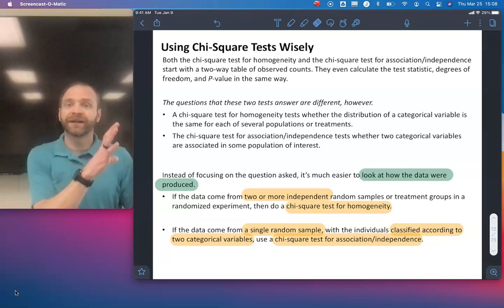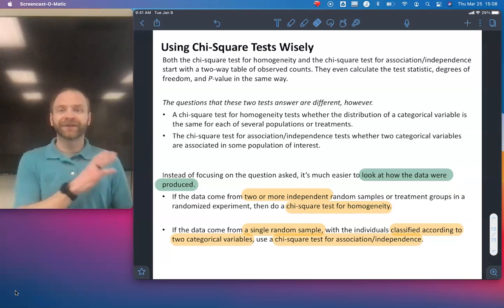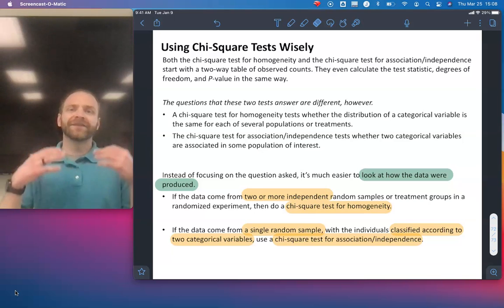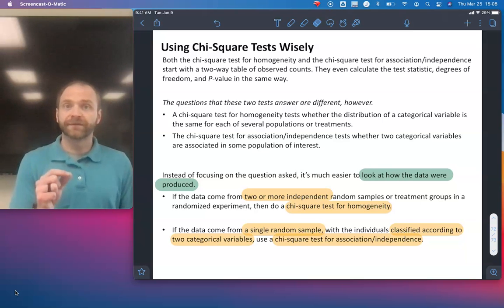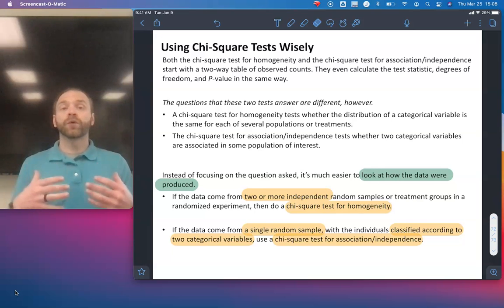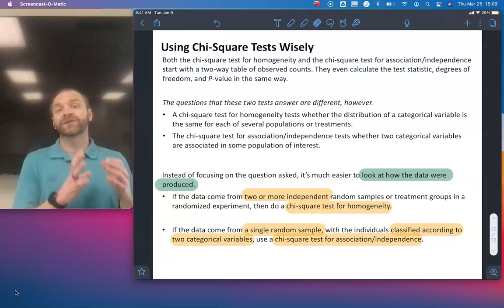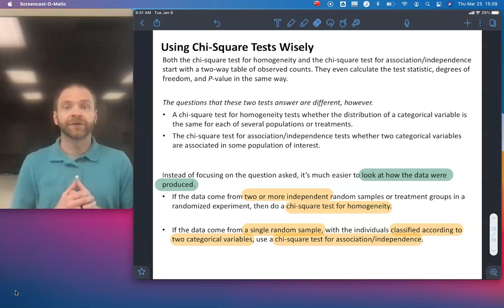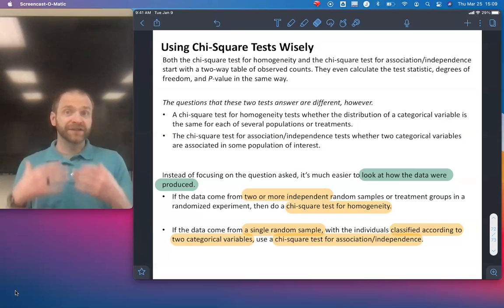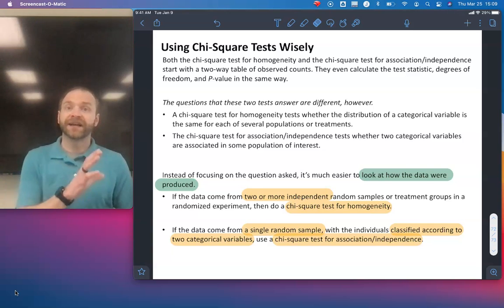But the questions that these two address and answer are different from each other. A nice way of figuring it out is by looking down here, and it says this: instead of focusing on the question being asked, it's easier to look at how the data were produced. If you have two or more independent random samples or treatment groups in an experiment, you do a chi-square test for homogeneity. So if we're collecting two or more random samples and we have a two-way table, we're going to do a chi-square test for homogeneity.